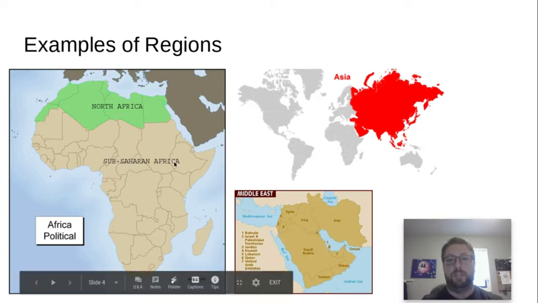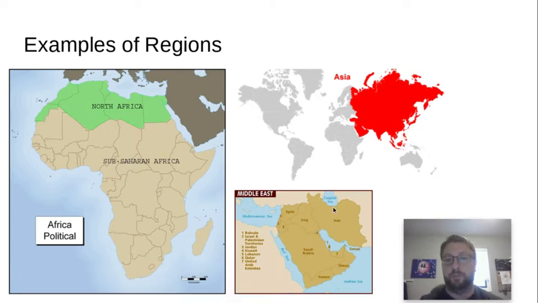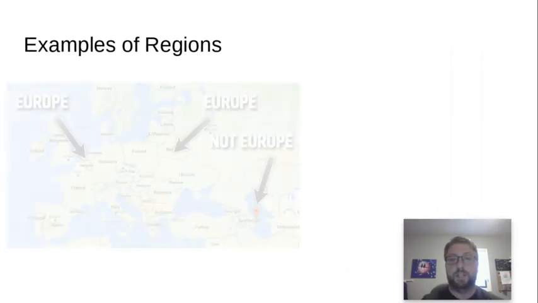Now, just because these three pictures are together does not mean they are all the same region. They are three different regions. For example, if we look at North Africa, all of these in green here, these countries have common characteristics, but they are different than any other place in the world. Same thing if we look at sub-Saharan Africa, Asia, as well as the Middle East.